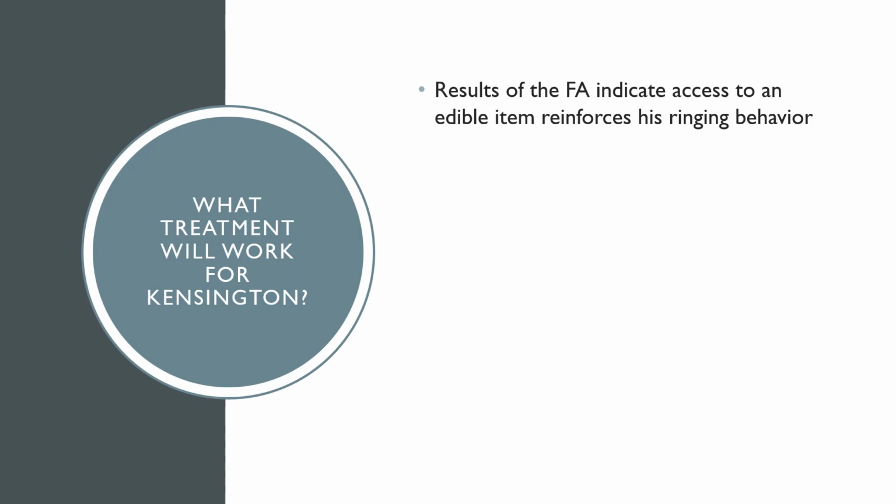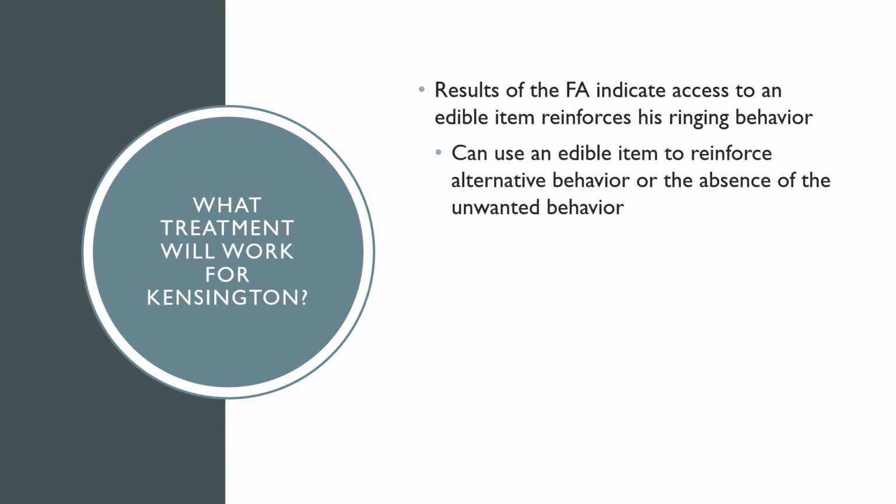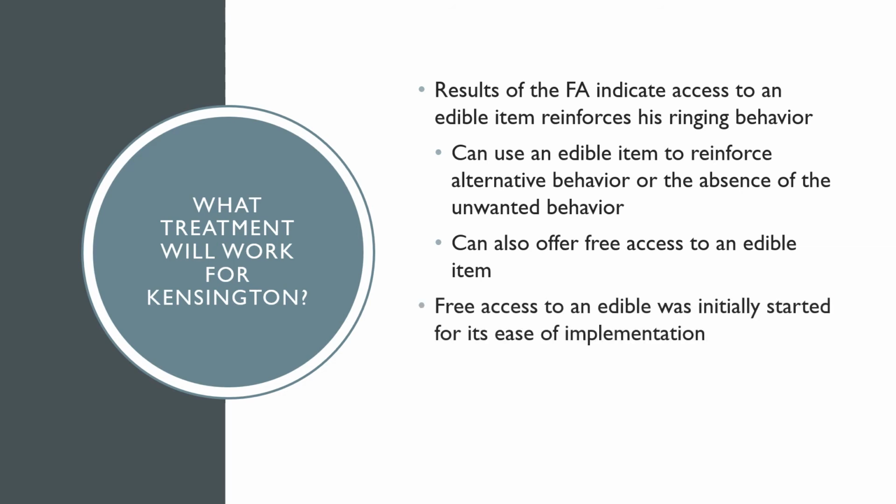Given the results of our FA, we now want to come up with a treatment that might reduce Kensington's triangle ringing, and we want to use an edible item to do this. We do have some options available to us. We can give him an edible item for engaging in an alternative behavior, or we could give him an edible item for not ringing his triangle for a certain period of time. Another option is to give him free access to an edible item regardless of his behavior. And we started with this because it's pretty easy to implement.